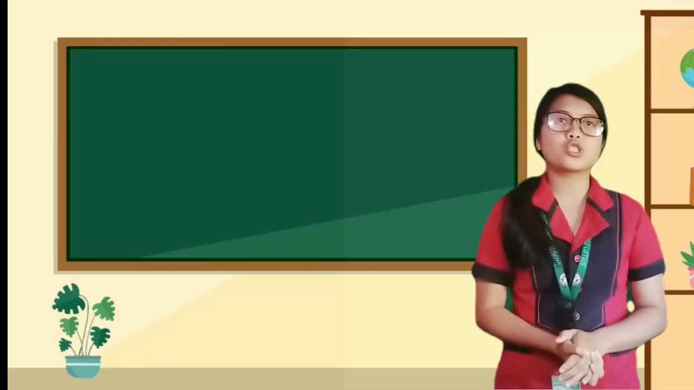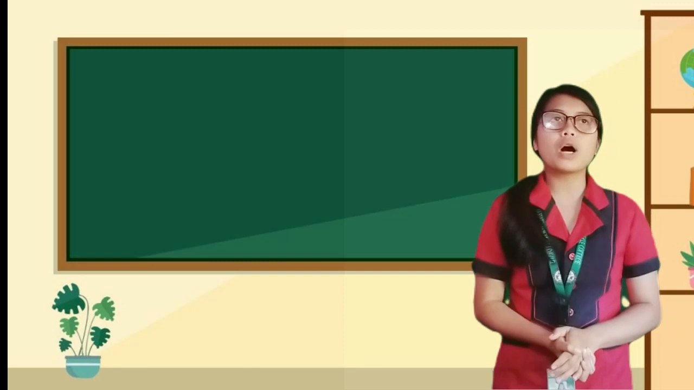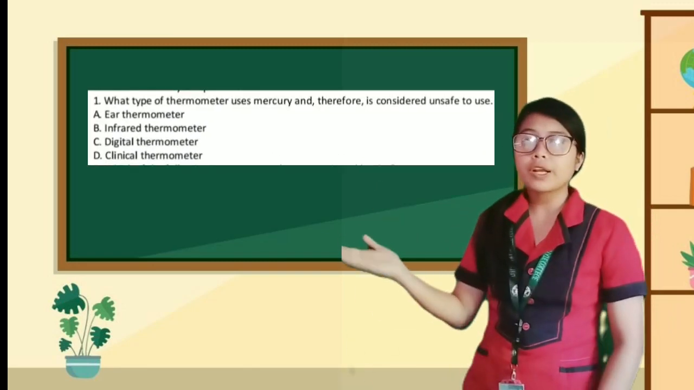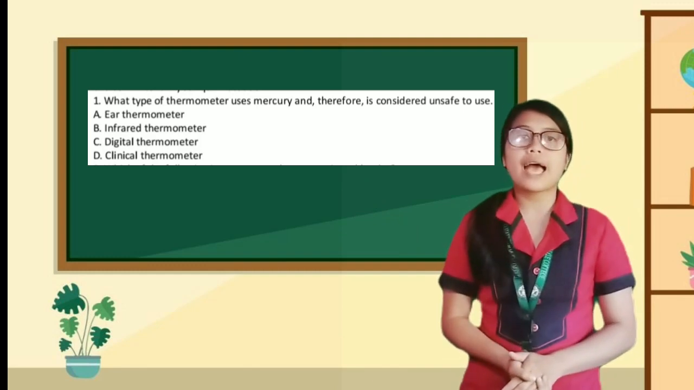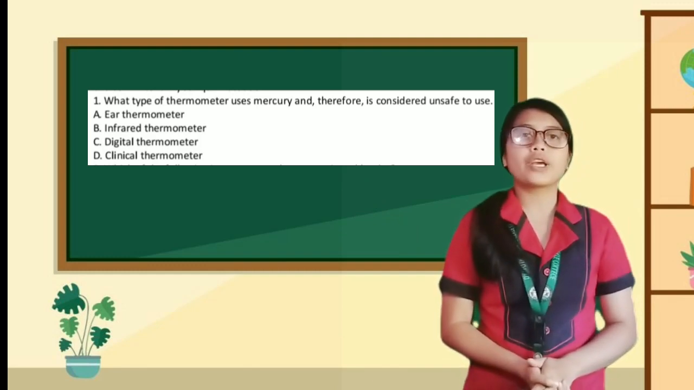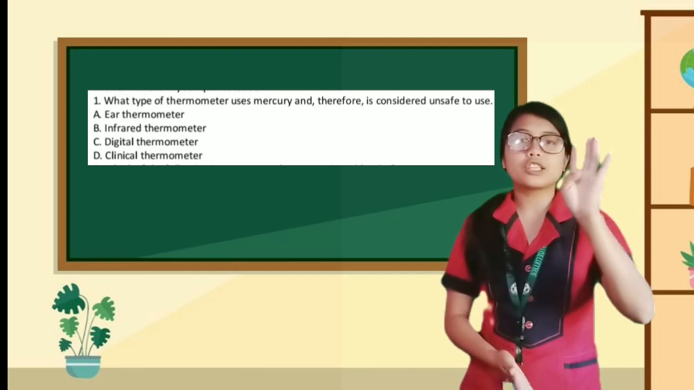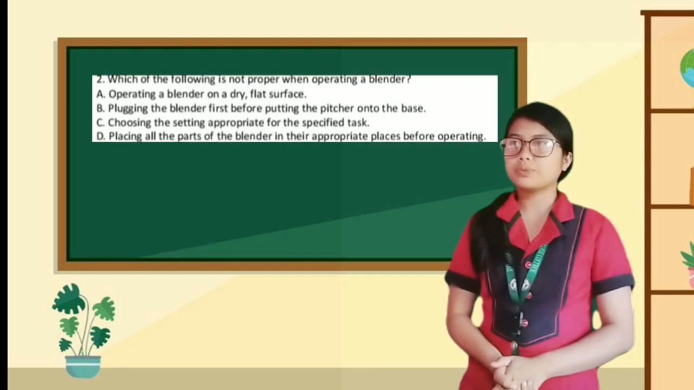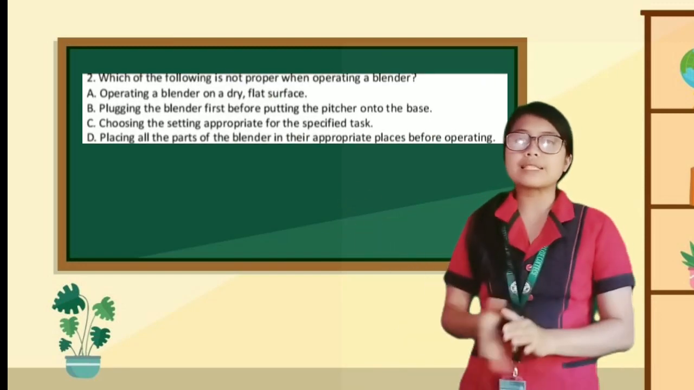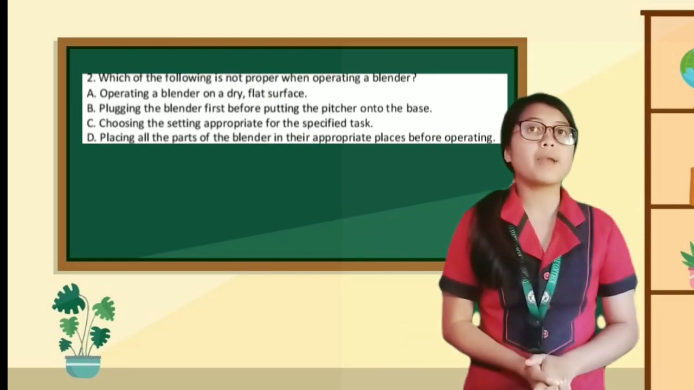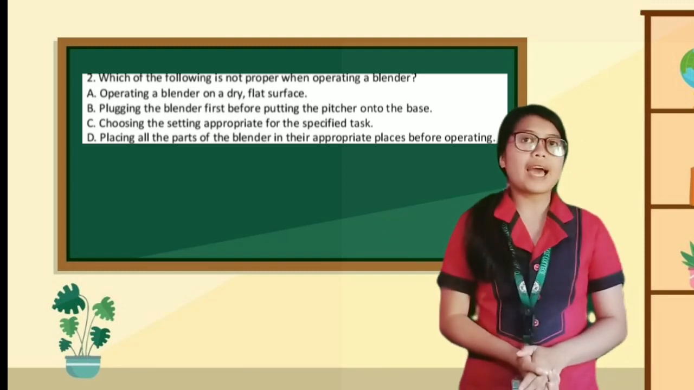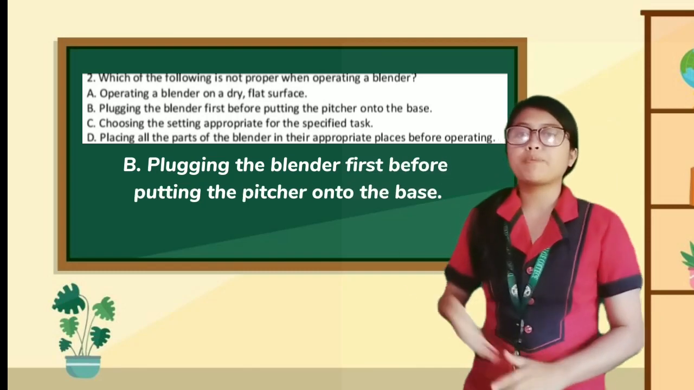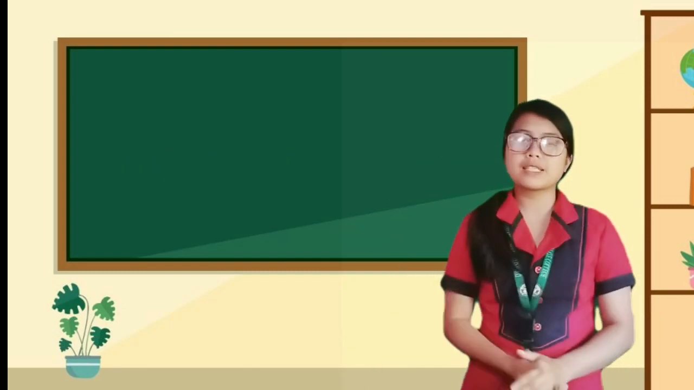Okay, so let us check your answer. Number 1. What type of thermometer uses mercury and therefore is considered unsafe to use? The correct answer is letter D, clinical thermometer. Number 2. Which of the following is not proper when operating a blender? The correct answer is letter B, plugging the blender first before putting the pitcher onto the base.